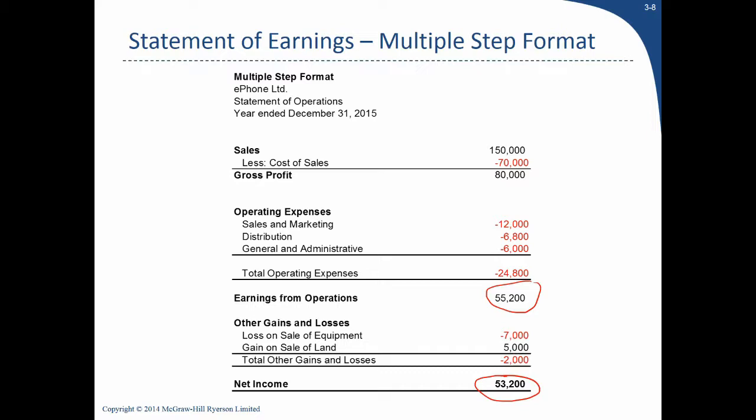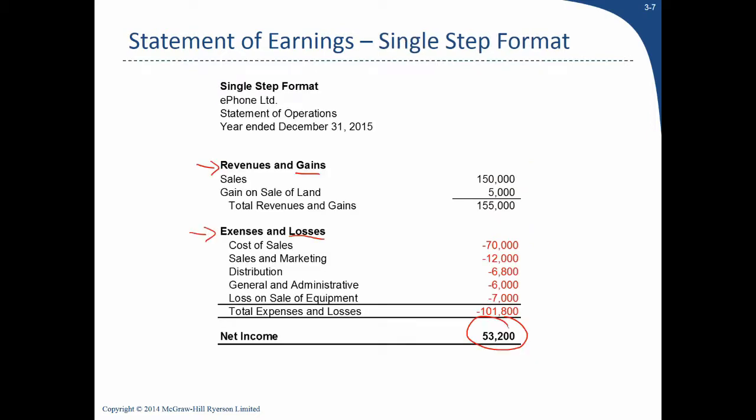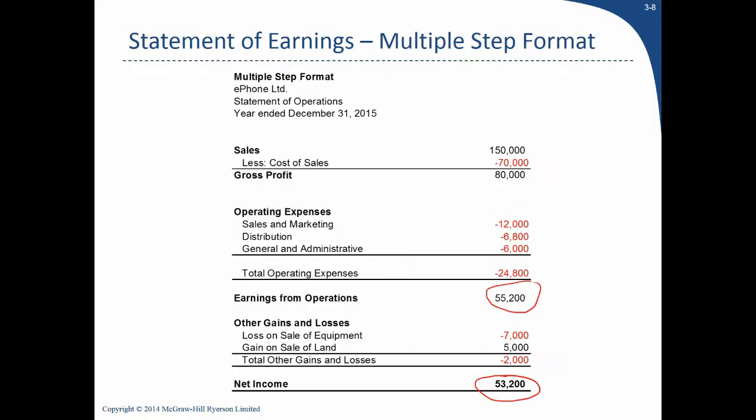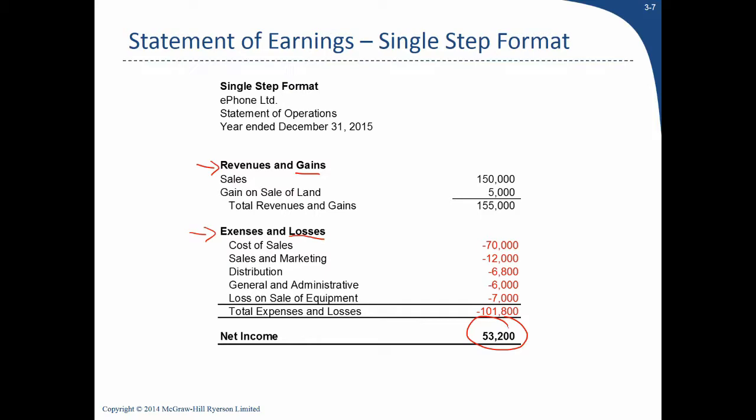You'll almost always see a multi-step or multiple-step income statement because it's much more useful than this. Right? How do you answer the question, what's our gross profit? You'd have to do it yourself. What if you said, what's our earnings from operations? If you looked at this, you would have to do all the analysis yourself, right?